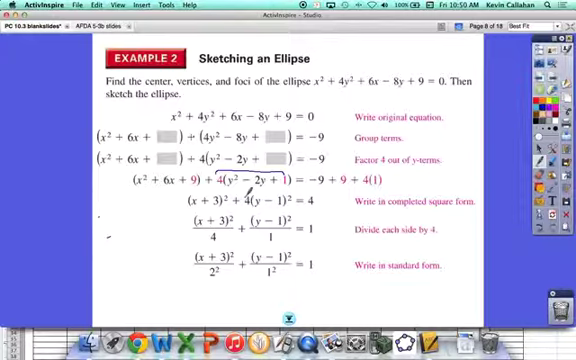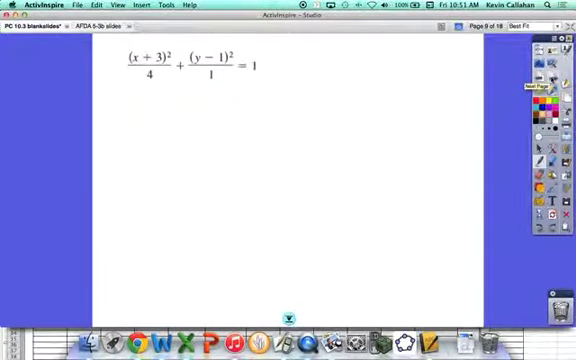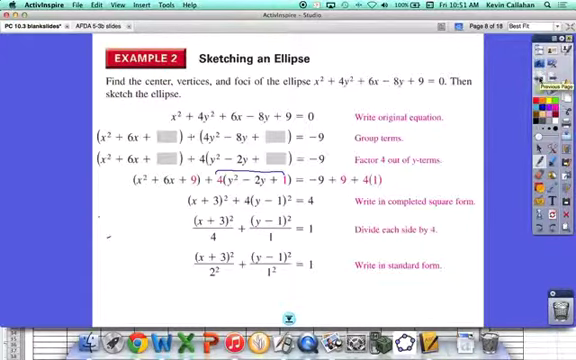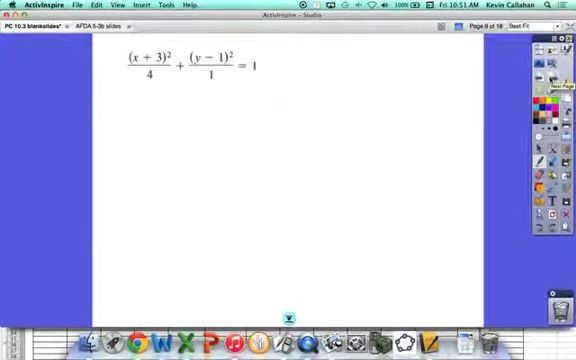Okay, so it said find all that and then sketch. Well, what have we found so far? We've got our equation, and from that, we know h, k, a, and b. But in order to find the vertices and the foci, we're still going to have to do a little bit of work. I don't remember if I put that on the next slide. Yeah, I think I copied it over here. So now let's figure all this out.